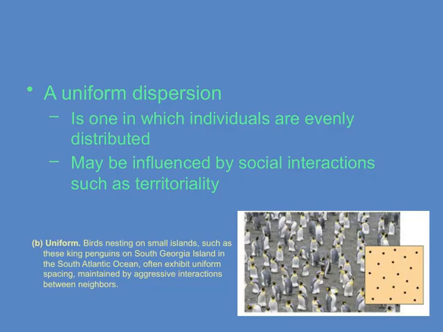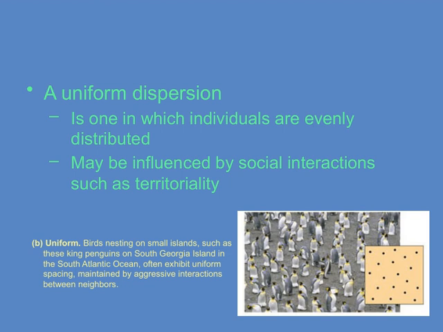A uniform dispersion is a pattern where individuals are evenly distributed across an area. This means that each individual maintains a certain distance from others, leading to a regular spacing. Such arrangements can often be influenced by social interactions, especially territoriality. For example, animals may establish and defend territories to prevent others from encroaching.